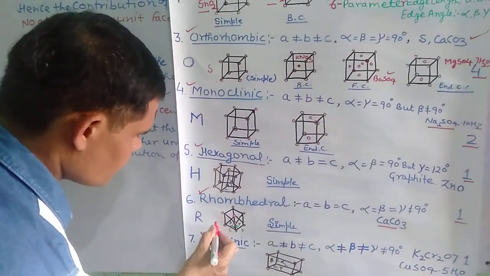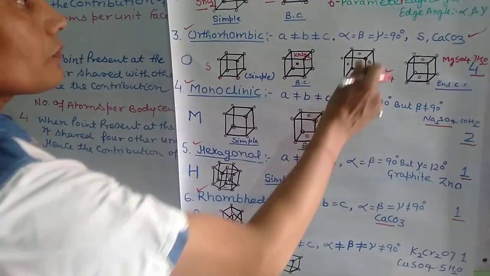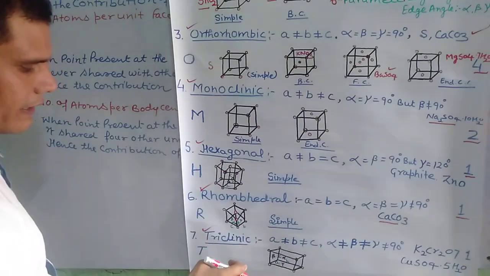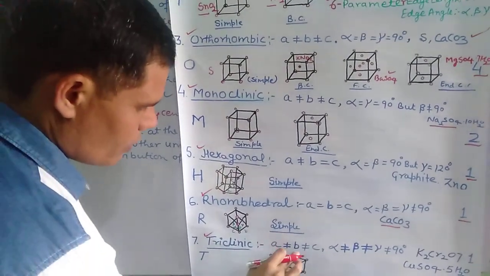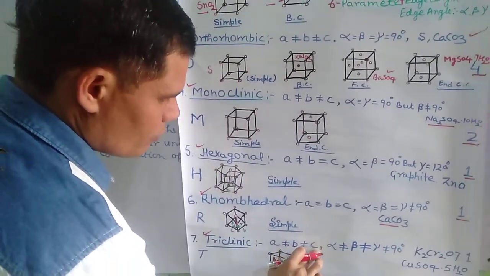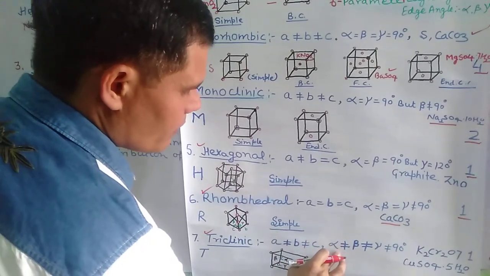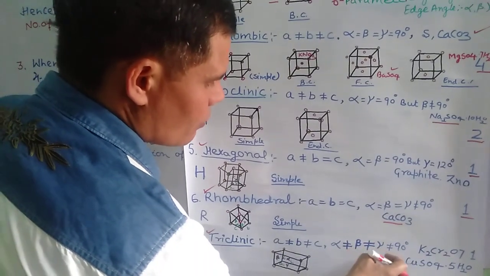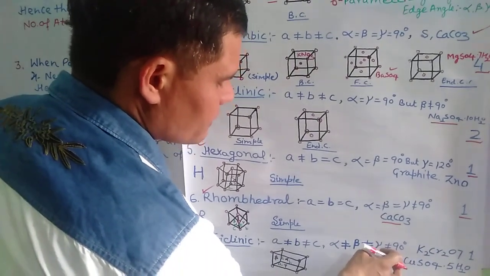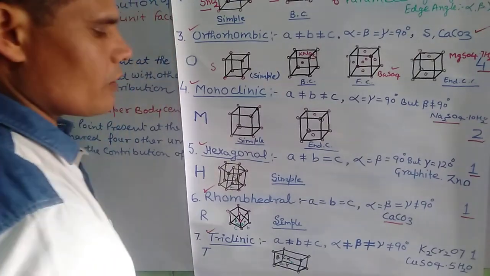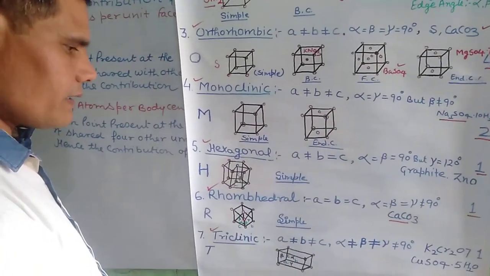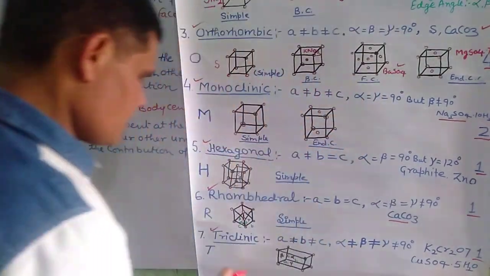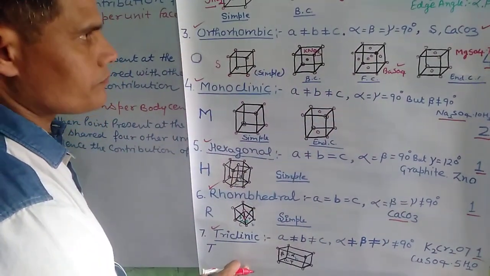Next one is triclinic. On the basis of axial lengths and axial angles, in triclinic, a is not equal to b, b is not equal to c, and alpha is not equal to beta, beta is not equal to gamma, and gamma is not equal to 90 degrees. The examples are potassium dichromate and copper sulfate. This is also one type, meaning simple triclinic.